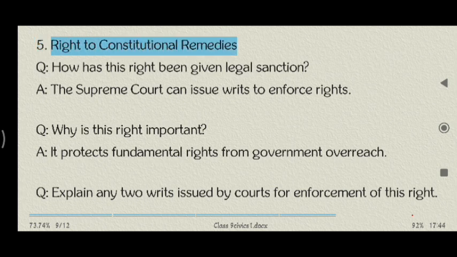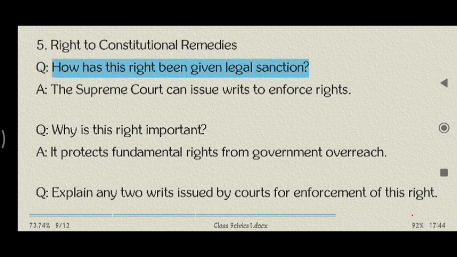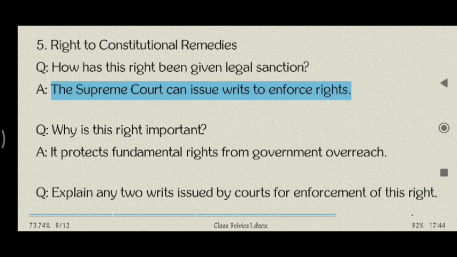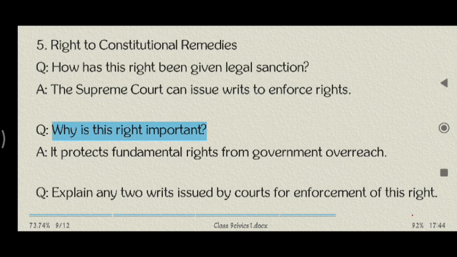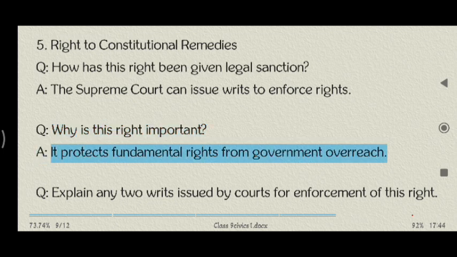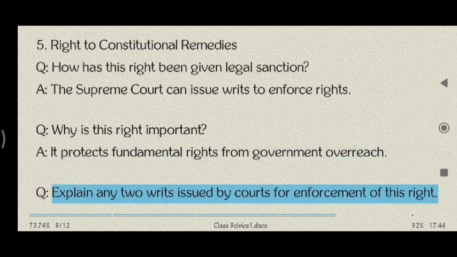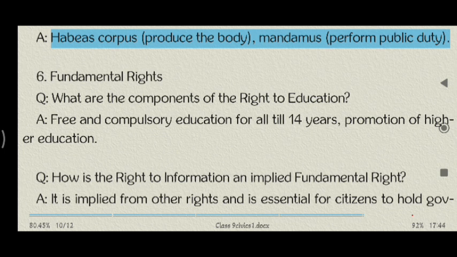5. Right to constitutional remedies. Q. How has this right been given legal sanction? A. The Supreme Court can issue writs to enforce rights. Q. Why is this right important? A. It protects fundamental rights from government overreach. Q. Explain any two writs issued by courts for enforcement of this right. A. Habeas corpus, produce the body, mandamus, perform public duty.